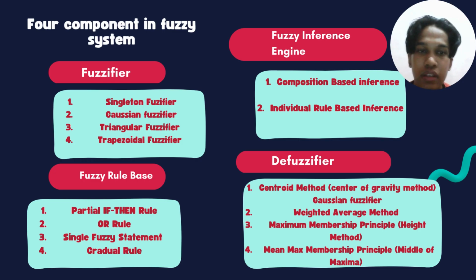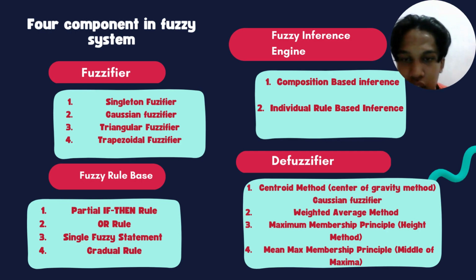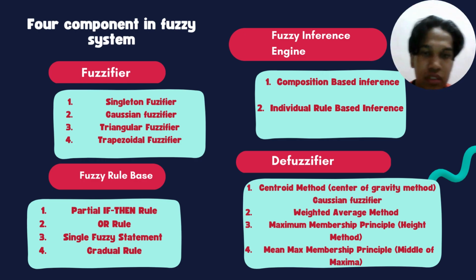There are four components in a fuzzy system. The first one is the fuzzifier. The fuzzifier has four types, which are singleton fuzzifier, Gaussian fuzzifier, triangular fuzzifier, and trapezoidal fuzzifier. The second one is the fuzzy rule base, which also has four types. The first is partial if-then rule, or rule, single fuzzy statement, and gradual rule. The third one is the fuzzy inference engine, which has two types: composition based inference and individual rule based inference.